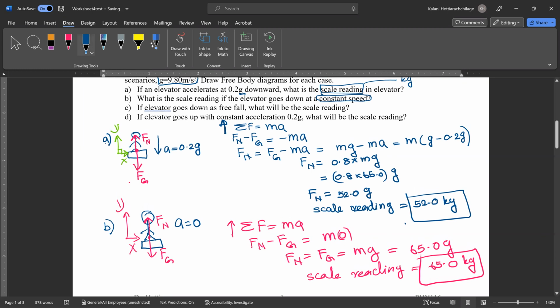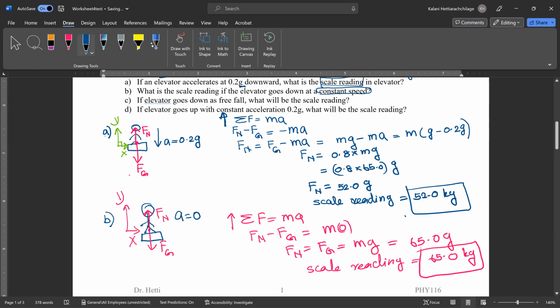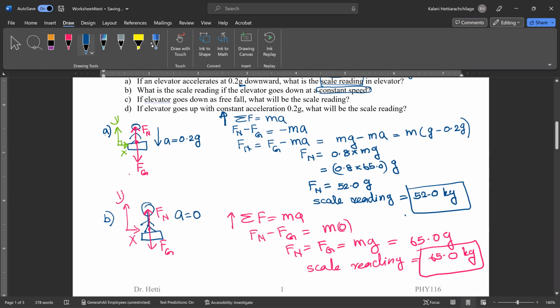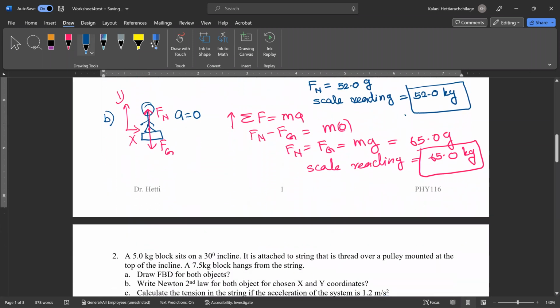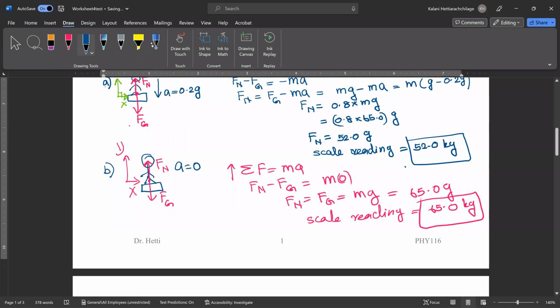Okay, so now we're going to move into C. That means the scale reading does not change in B. See, if the elevator goes down in free fall, what will happen to the scale reading? Make a space in here.